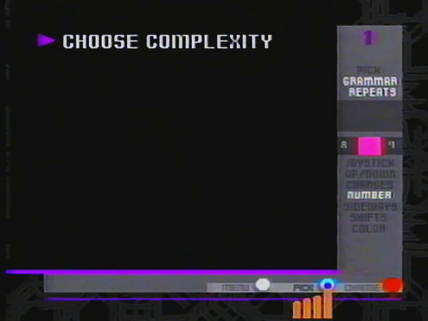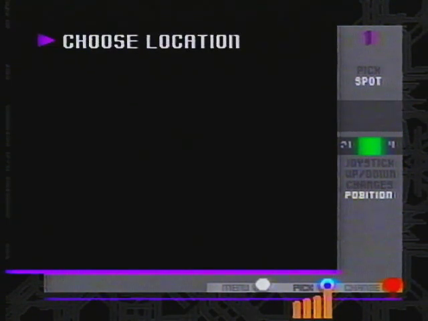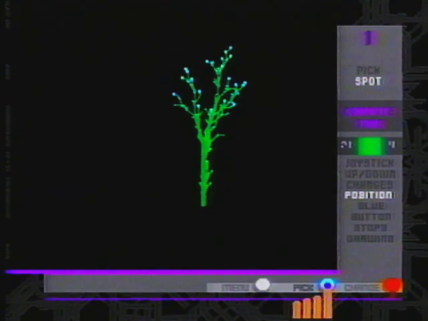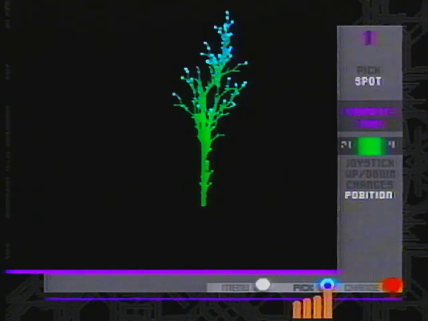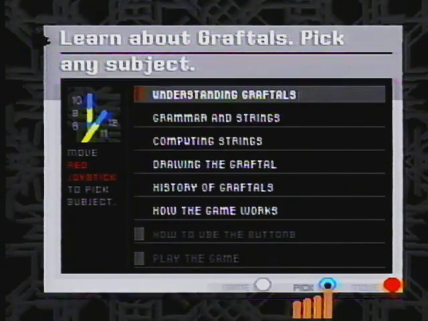Level 1 first asks the player to select the number of repeats, that is, how many times the rules are applied in succession. Then it asks the color of the tree and what location to place it on the screen. The program then grows the tree, or graphtal, using the information the player has selected. Instead of going right to level 2, let's learn a little more about the concepts behind graphtals.